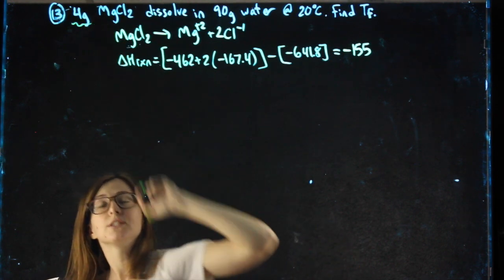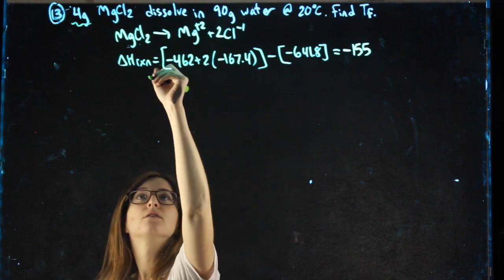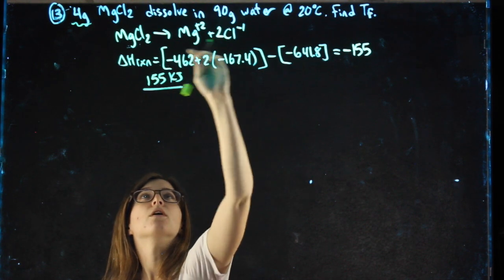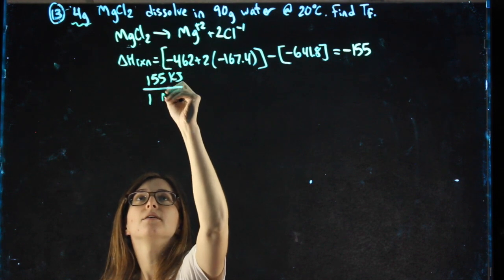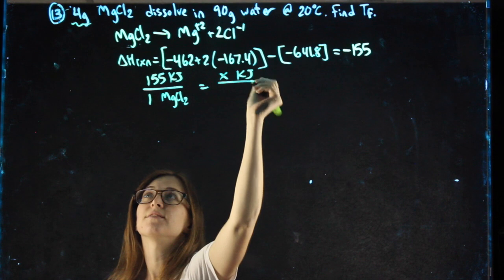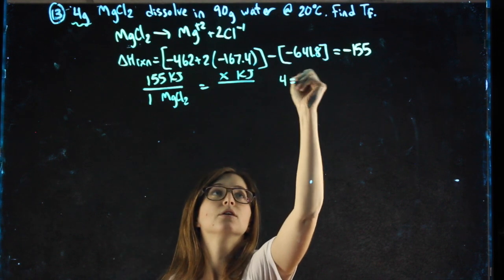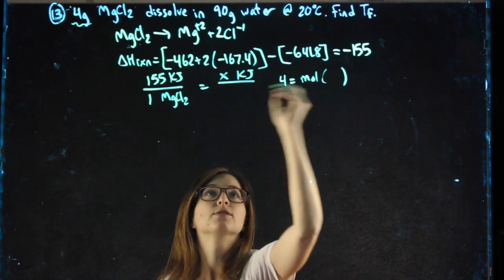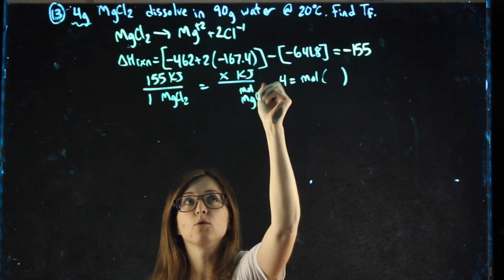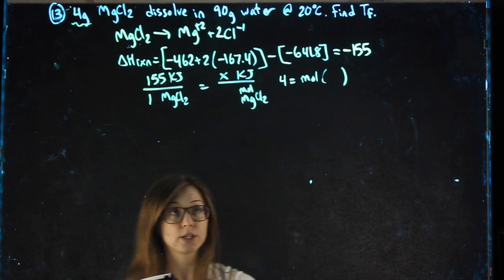Now I use a proportion to take my 4 grams into account. 155 kilojoules is for coefficient of 1 magnesium chloride. We can find the kilojoules if I were to use 4 grams. So grams equals moles times molecular weight of magnesium chloride. And once I find those moles, they will go here in my proportion.